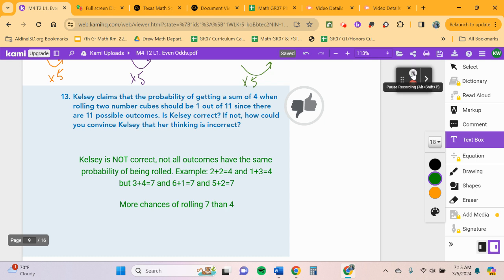Alrighty, let's compare. So I wrote, Kelsey is not correct. Not all outcomes have the same probability of being rolled. For example, 2 plus 2 is equal to 4. 3 plus 1 is equal to 4, yes, but 3 plus 4 is equal to 7. 6 plus 1 is equal to 7. And 5 plus 2 is also equal to 7. So just in that example, you can see that there's more of a chance of rolling a 7 than there is rolling a 4. So they are not all equally likely.